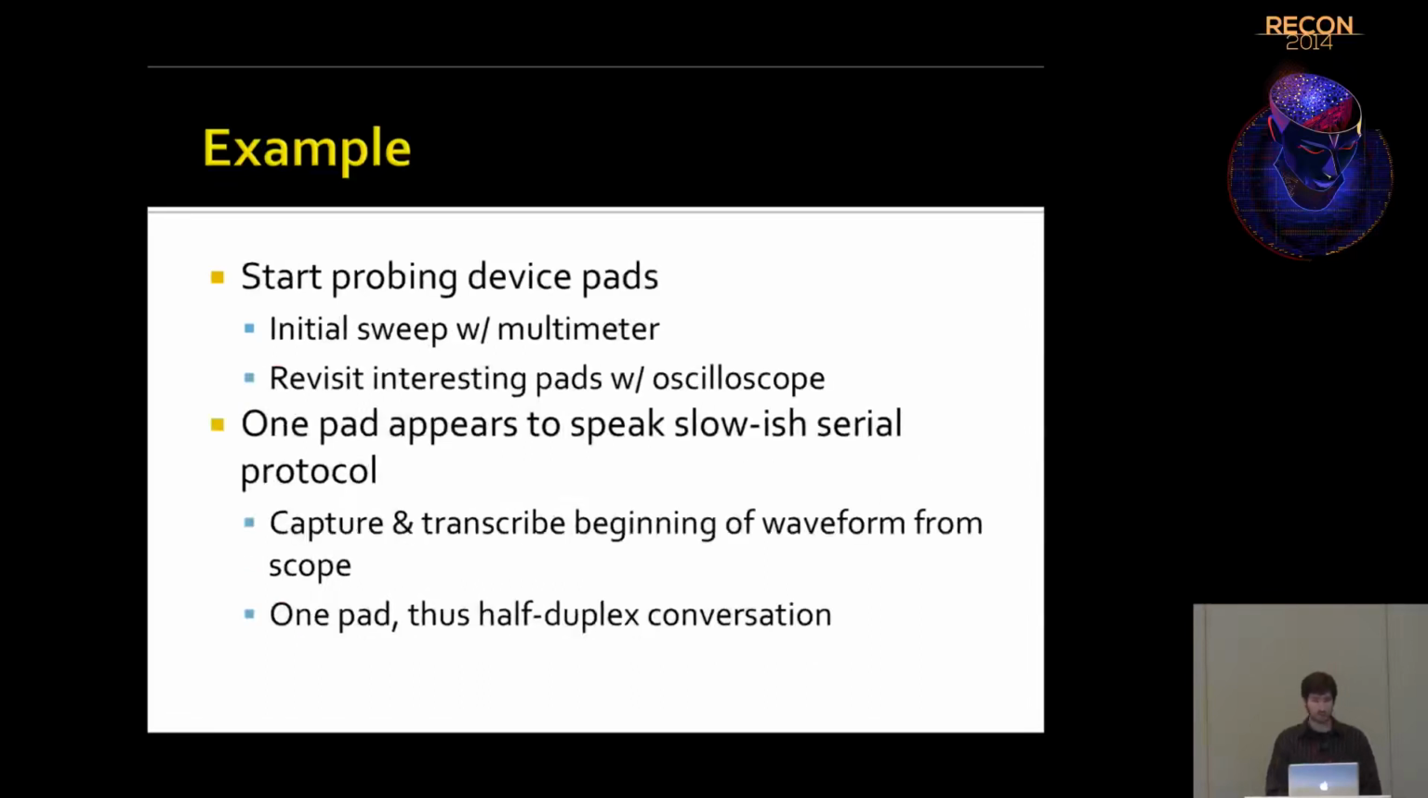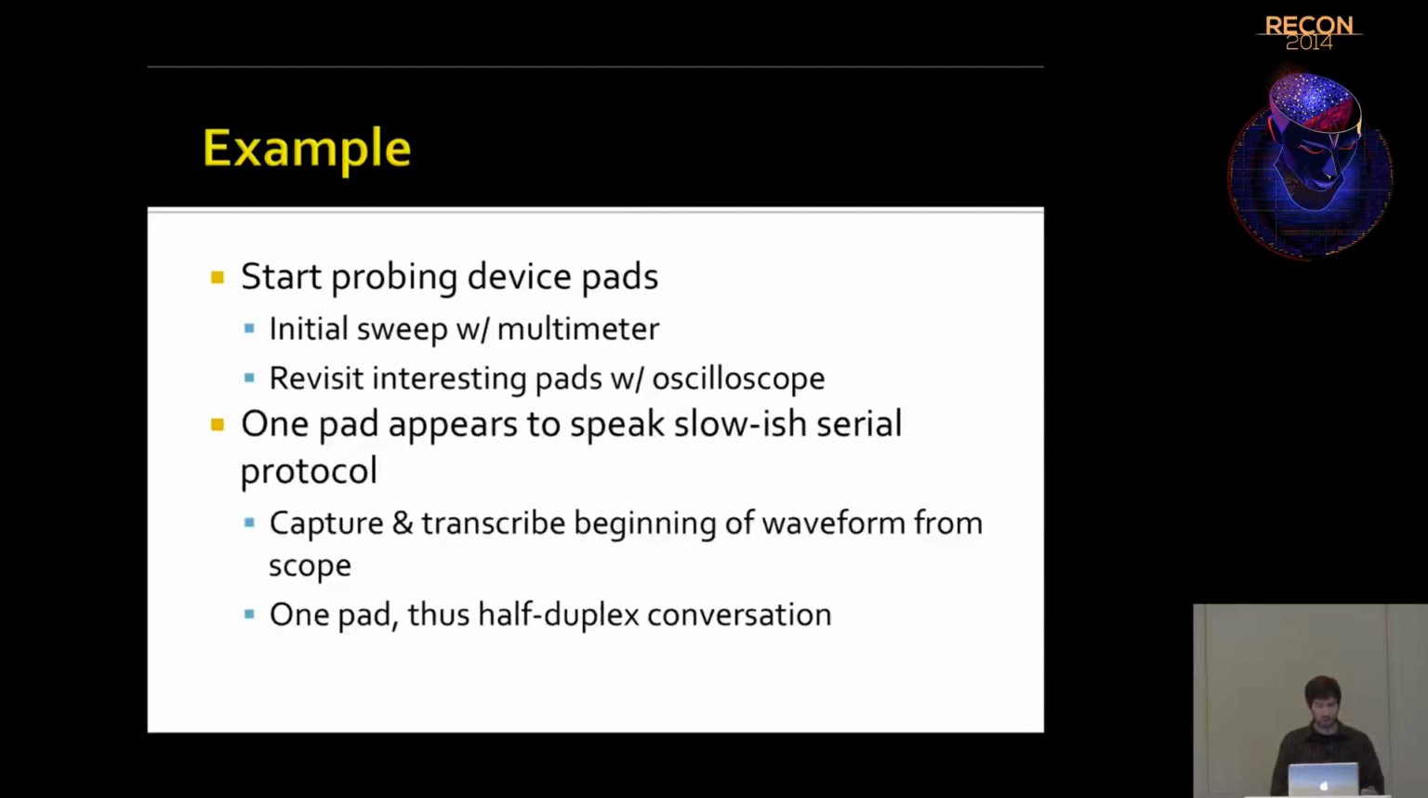So what I did was I started probing the device pads. First, sweep with a multimeter. Just some of the Flukes, for example, you'll see the little bar graph at the bottom of the Fluke will flutter rapidly, a lot faster than the actual digital readout, so you know that there's some sort of semi-fast signal there. And then the next process is to revisit the interesting pads with an oscilloscope to get an actual handle on the nature of the signal.